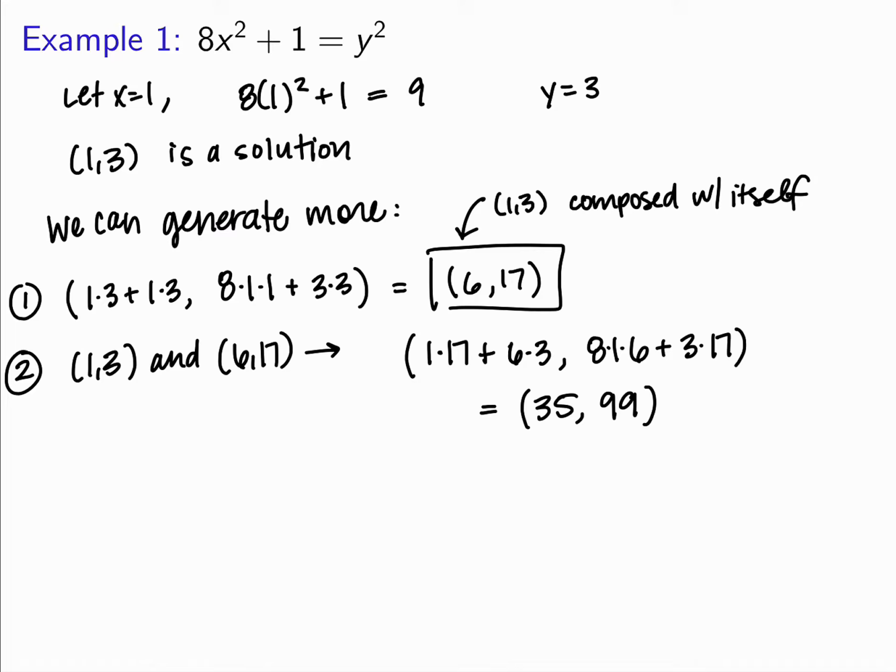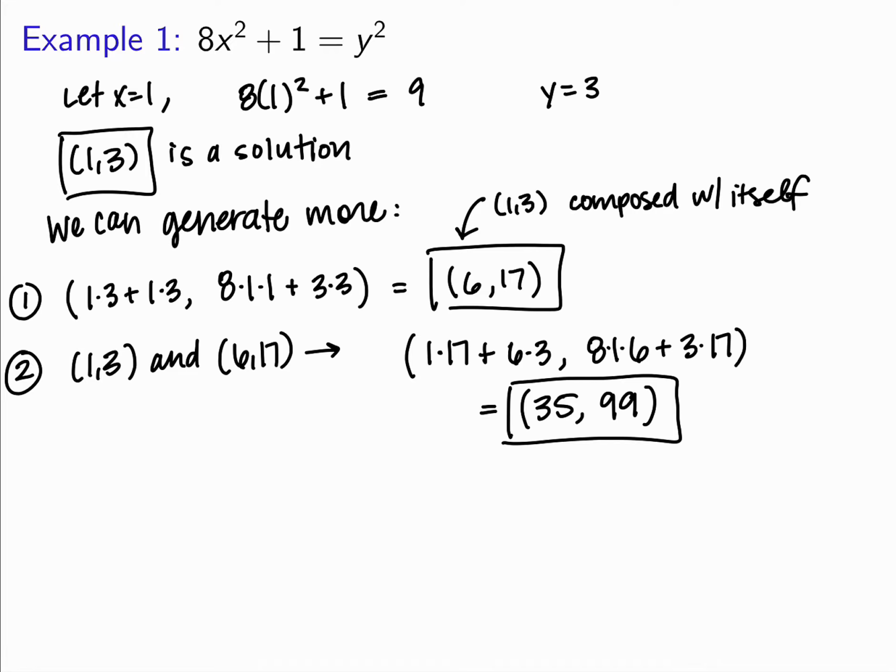And you can then check that in your original, check that in the 8x squared plus 1 equals y squared, and show that it is a solution. And so we found 3 solutions. One, because the numbers were kind of small and we were able to stumble across an answer pretty quickly. And then the other 2 by composing solutions together.